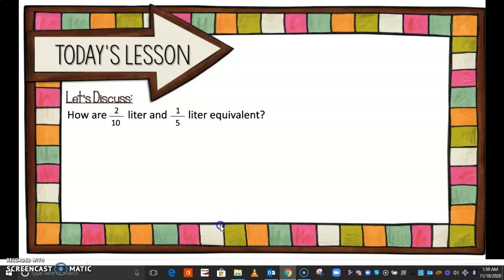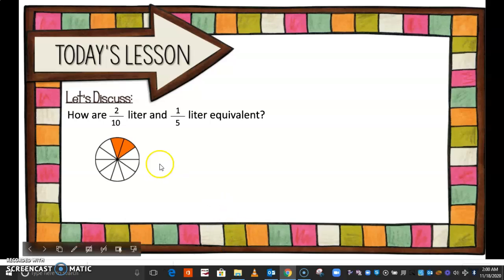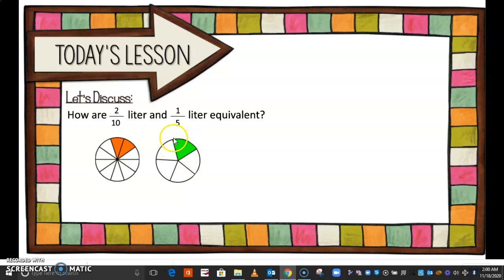Okay, so here's my question. How are 2/10 of a liter and 1/5 of a liter equivalent? Let me think. Just think about that. How are those equivalent? Okay. Well, we have 2/10 here, right? And we have 1/5 here. If we look at the section that's colored in for this 1/5 and this 2/10 here, then they are covering the same amount. So my answer for that is that the same amount of each circle is shaded, so they are equivalent.